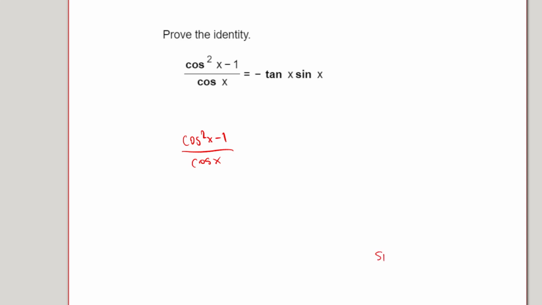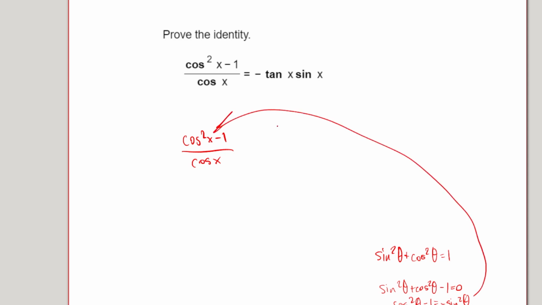Now remember, we're going to use the same identity. Sine squared theta plus cosine squared theta is equal to 1. Now, if we subtract the 1 on both sides, we'll get sine squared theta plus cosine squared theta minus 1 is equal to 0. And then if we subtract the sine squared on both sides, we'll get cosine squared theta minus 1 is equal to negative sine squared theta. Okay? And there we go. We have a simplified version of this numerator.